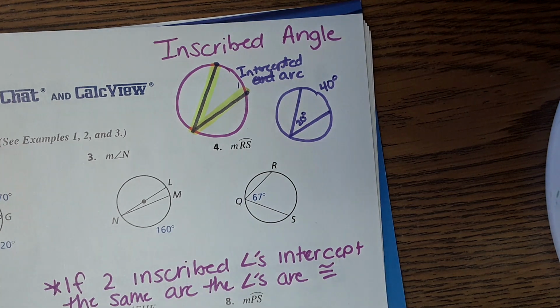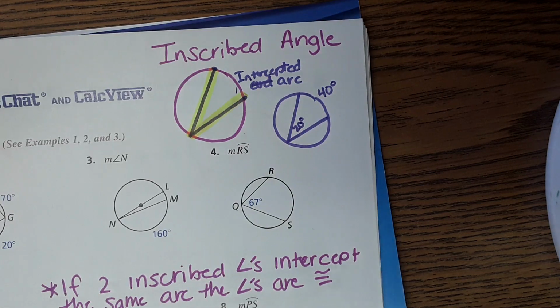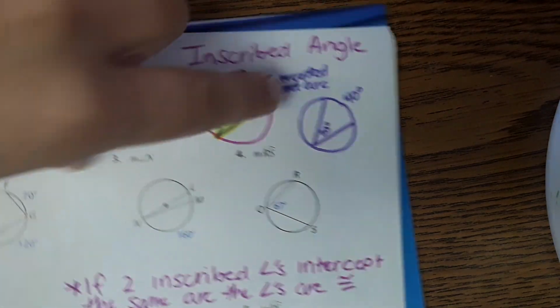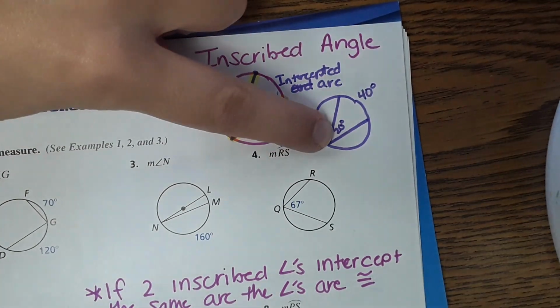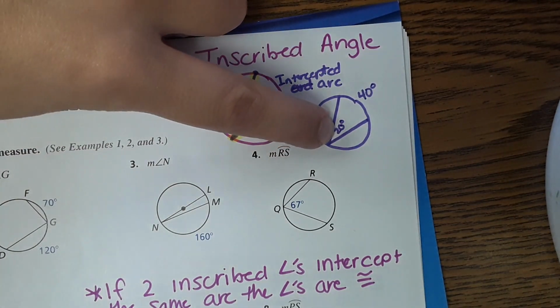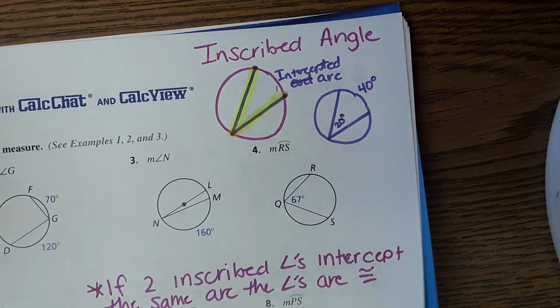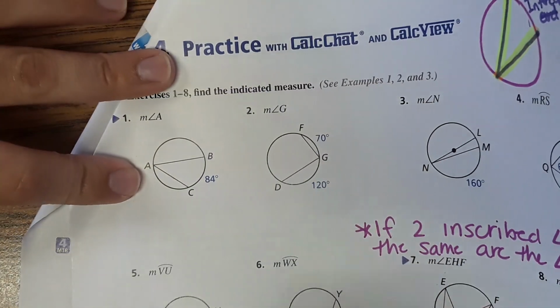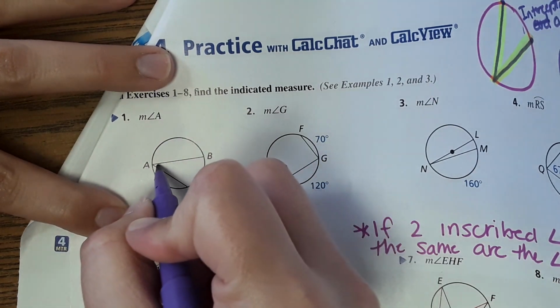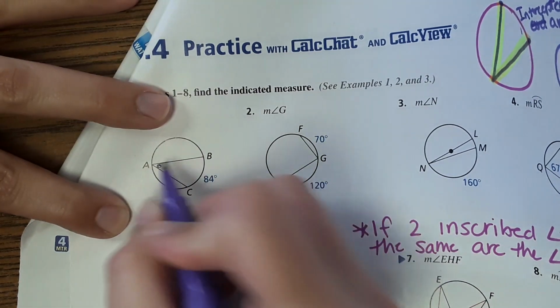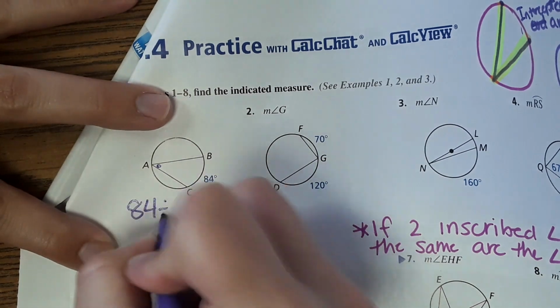Now, they do bring in some other things in the examples, but we're going back to the same concept. If you have the arc measure, then you can divide it by 2 to get this. Or if you have this angle measure, then you can multiply it by 2 to get this. So for number 1, it shows that the intercepted arc is 84, and it wants to know the measure of this angle. So to find that measure, we just divide by 2.